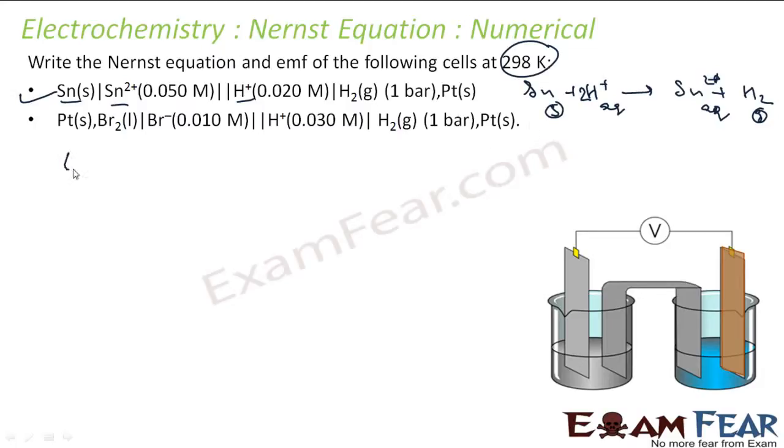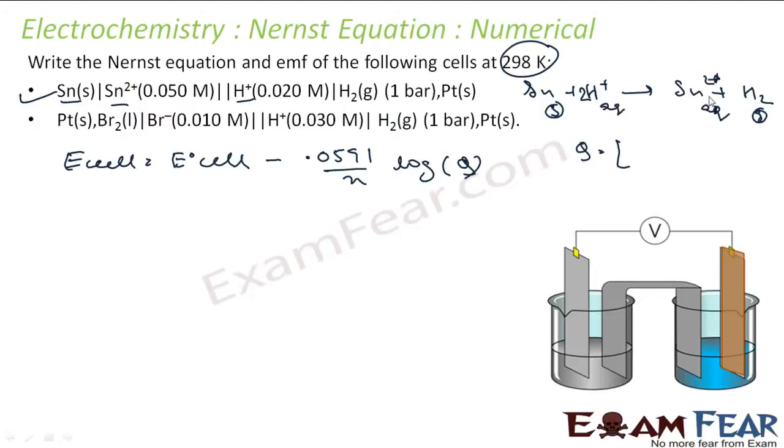Now we know that E cell we have to find is nothing but E naught cell minus 0.0591 by n log of Q. This equation we know. Q for this will be what? Concentration of Sn2 plus, concentration of H2 will be 1, divided by concentration of H plus square. Why square? Because there is a 2. Correct? E cell we can easily find. You can easily find from this chart.